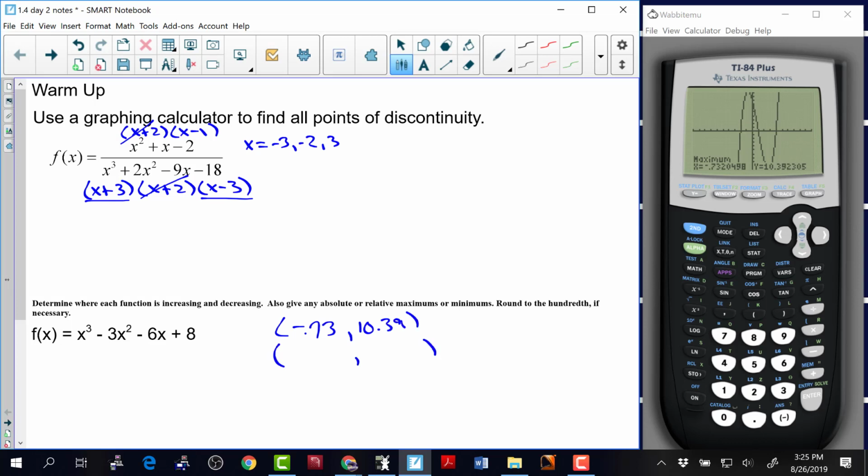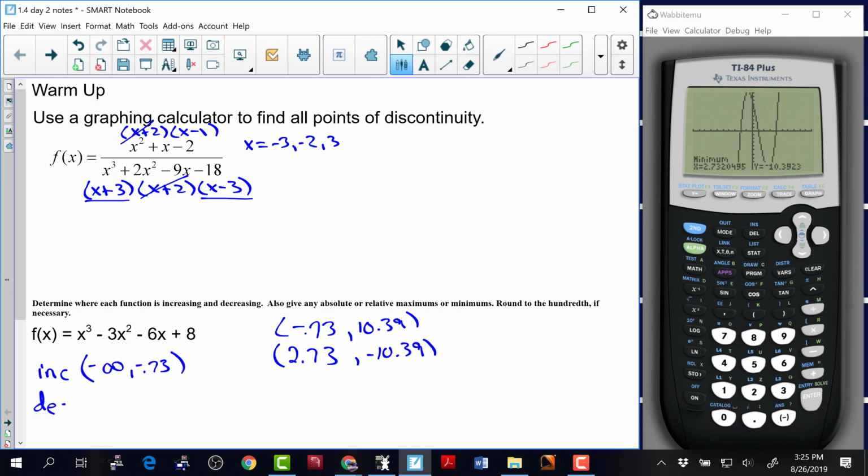Then we should have another point for the minimum. Second, calculate. Number 3 is a minimum. So we need to click over to the right. There's the left bound. I need to get to the right side. There's the right side. And the guess. 2.73 and -10.39. So this function is increasing from -infinity to -0.73.